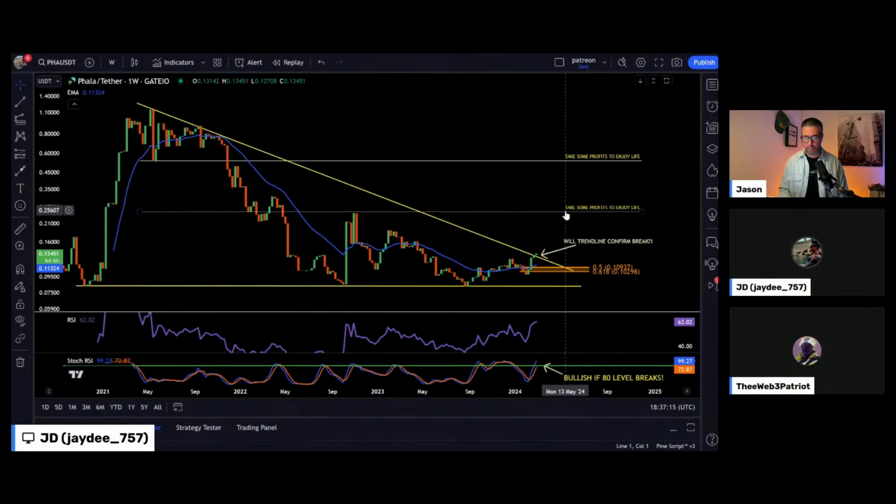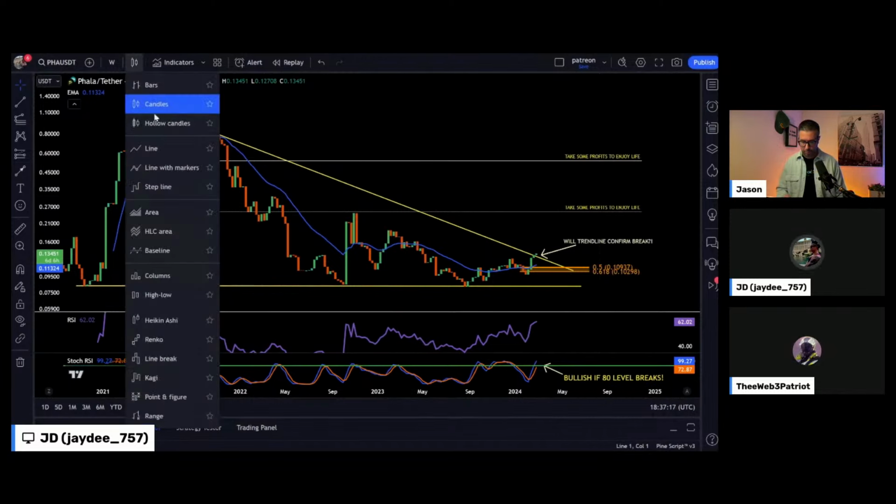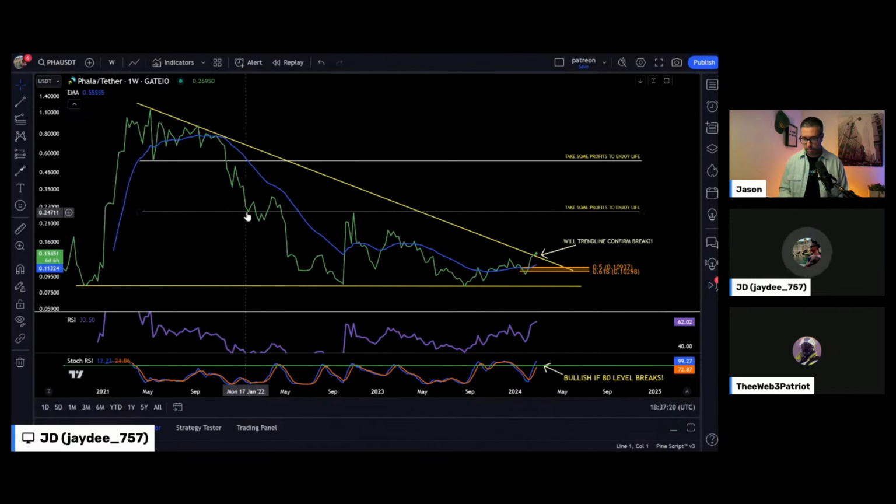And here are some take profit levels. If we go on the line chart, we can see this support resistance right here. That's around 26 cents. Here's the next take profit, which is about 53 cents. So these are some good take profits.